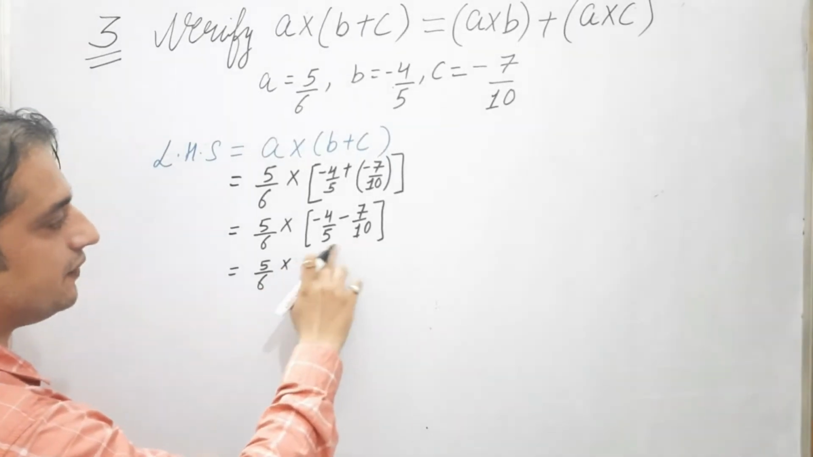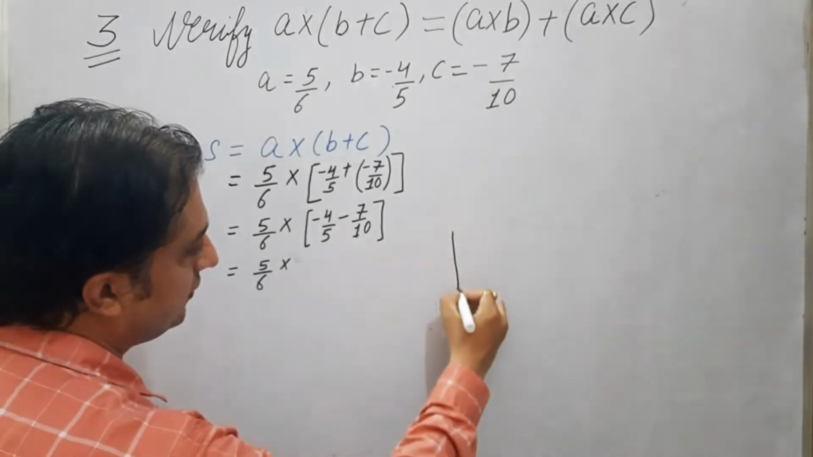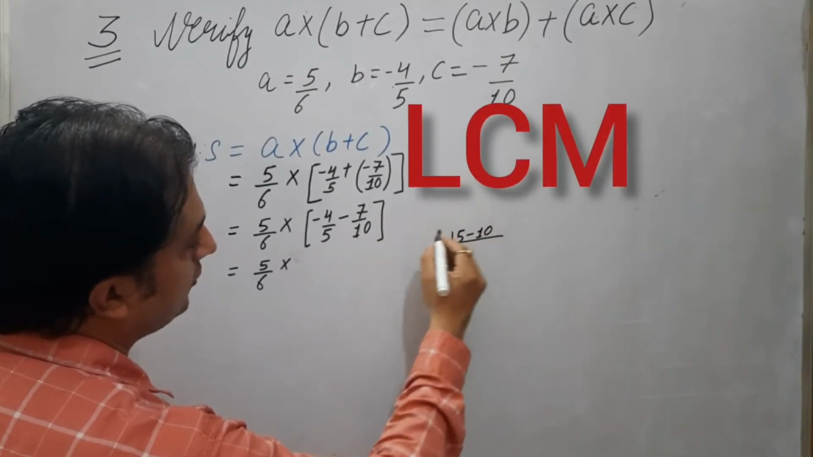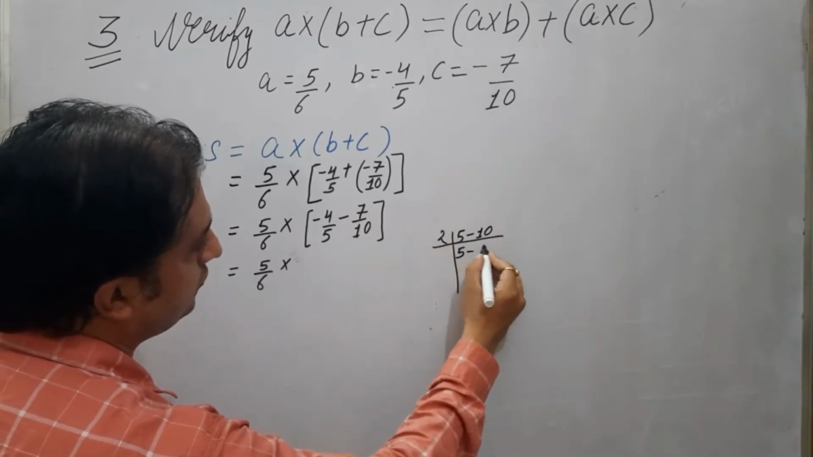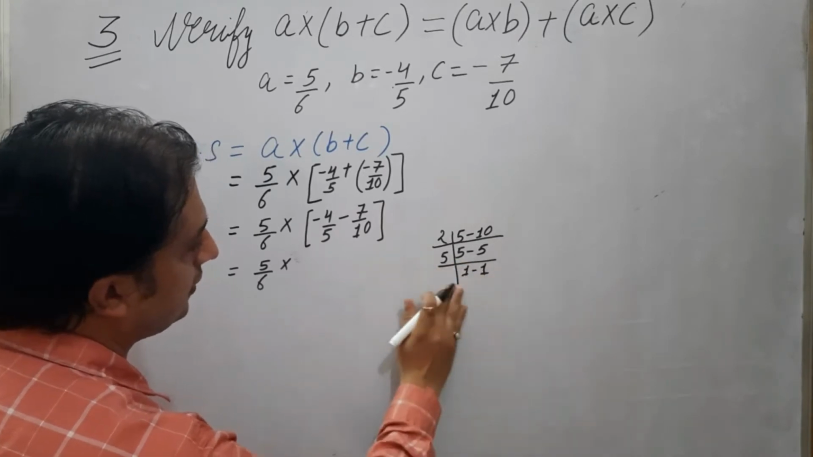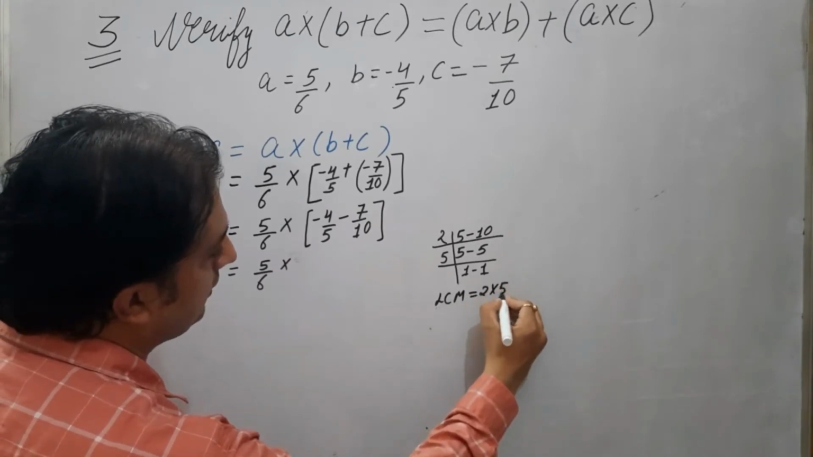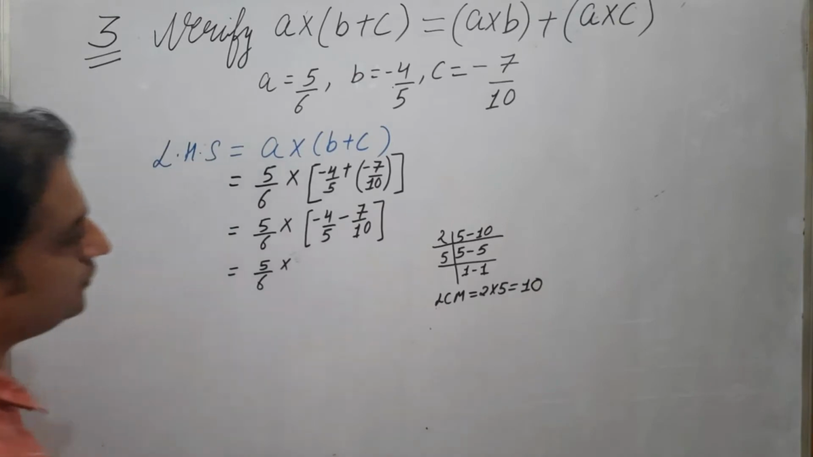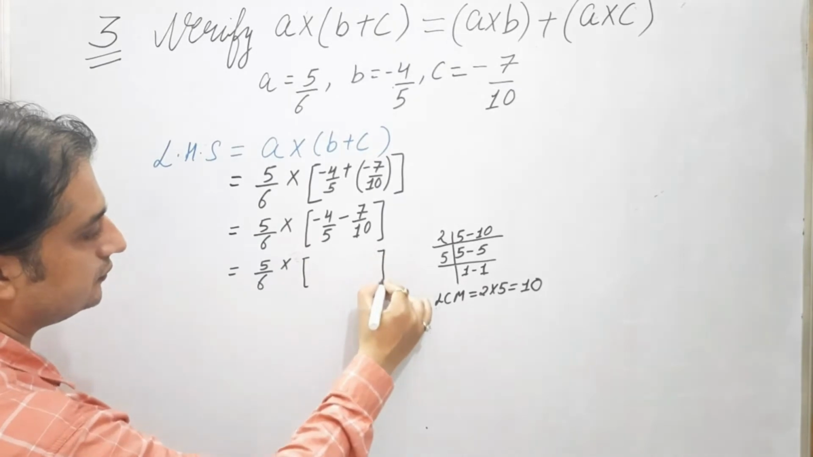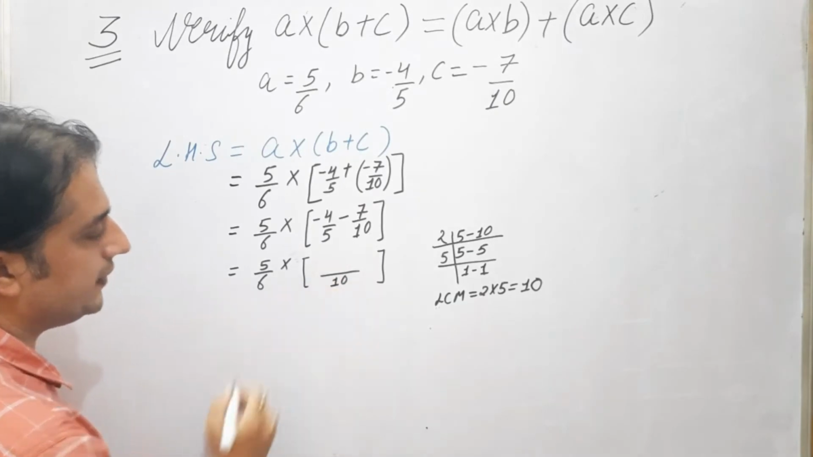Now here the denominators are 5 and 10. In case of subtraction and addition, we firstly take the LCM of the denominators. LCM of 5 and 10 is what? Starting from 2, 5 as it is, 2 5s are 10. Again 5, 5 1s are 5. So the LCM is 2 multiply 5, that is equal to 10. So the LCM of these two denominators is 10. So write 10 in the denominator as a common denominator there.